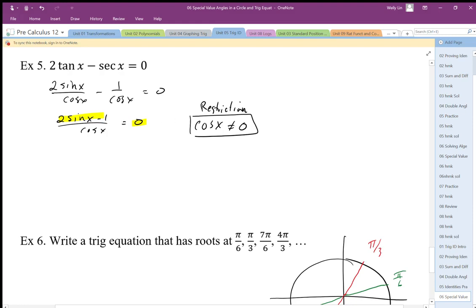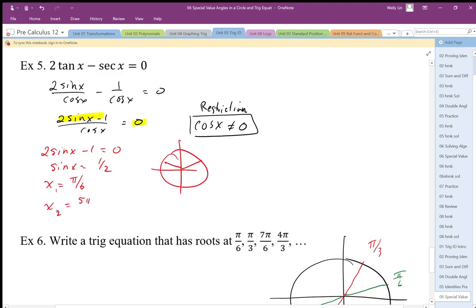So what I'm going to do is solve the numerator of this function. So I'm going to go 2 sine x minus 1 equals 0. So sine x equals 1/2. Well, where's sine x equal to 1/2? In quadrants 1 and 2, x is going to be equal to pi over 6 and x is equal to 5 pi over 6. And the period, in this case, since there's no horizontal compression or expansion, is 2 pi. And those solutions do not overlap with my restriction of cos x not equaling 0. So cos x equaling 0 would have been here and here.